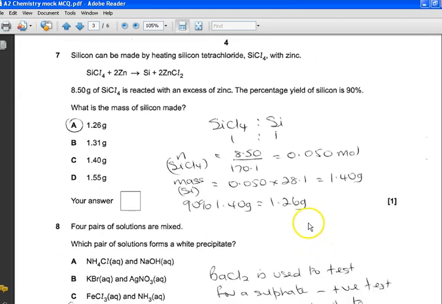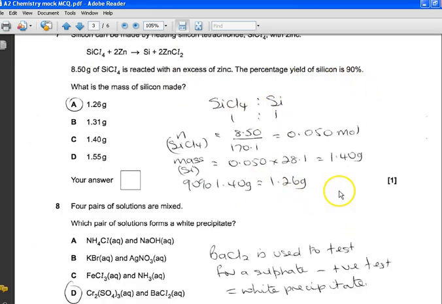Okay, question 7. The mass of silicon made when you heat silicon tetrachloride with zinc. You're given a mass here, so you're obviously going to have to work out number of moles. The ratio is 1:1, you can see that from the equation, but it does say 90% yield, so that's the sting in the tail as such. You have to work out what 90% of the number of moles that you calculate is.